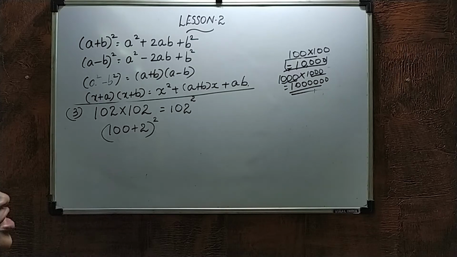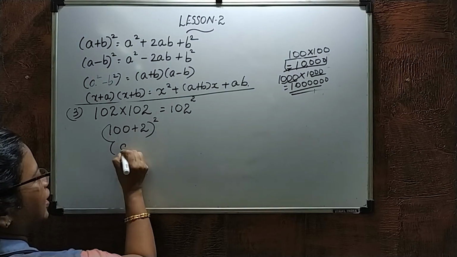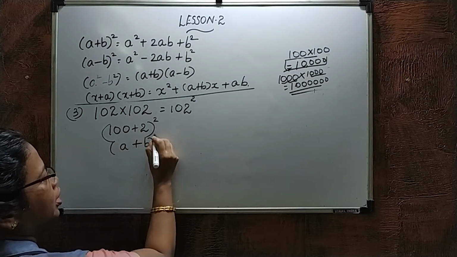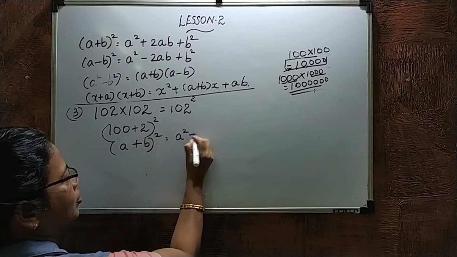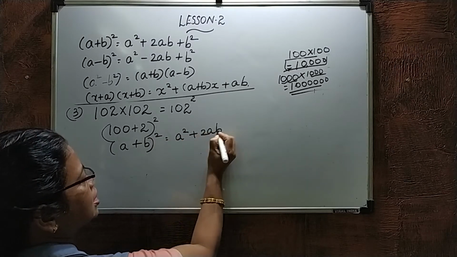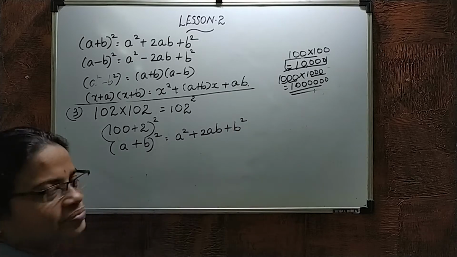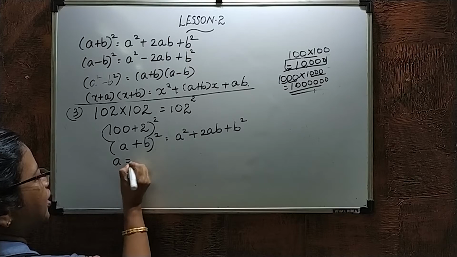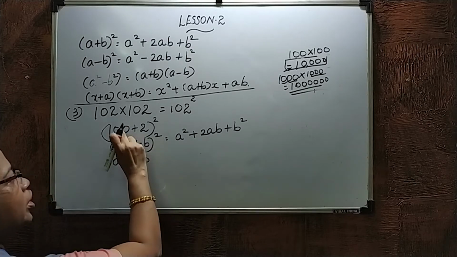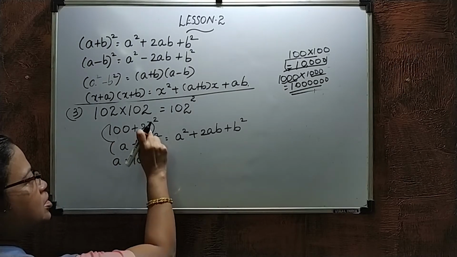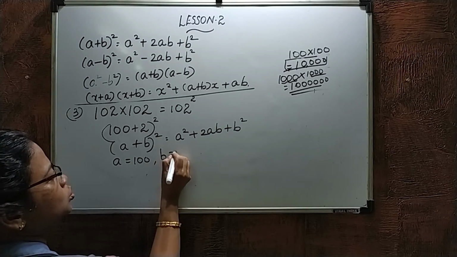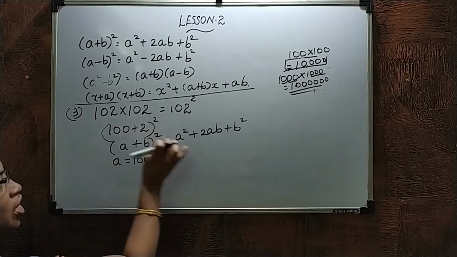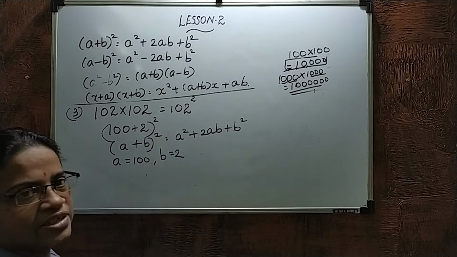Can you find out any identity there? Yes. What is it? It is (A plus B) the whole square, which equals A square plus 2AB plus B square. Then you can find out what is A and B. A is equal to 100, and B is equal to 2. Now we got this section, you have to find out this answer.